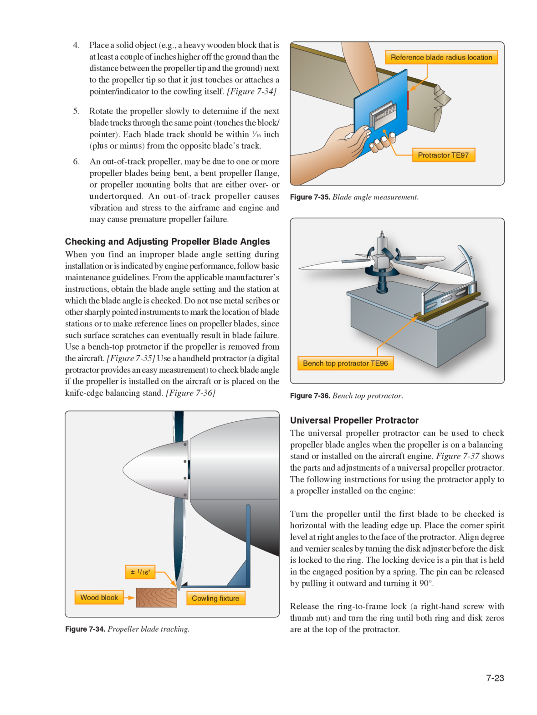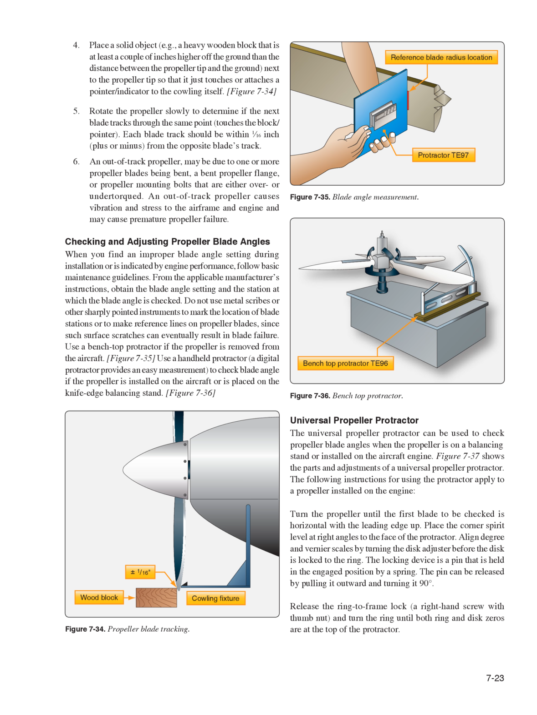Check and adjust propeller blade angles when you find an improper blade angle setting during installation or when it is indicated by engine performance. Follow basic maintenance guidelines. From the applicable manufacturer's instructions, obtain the blade angle setting and the station at which the blade angle is checked. Do not use metal scribes or other sharply pointed instruments to mark the location of blade stations or to make reference lines on propeller blades, since such surface scratches can eventually result in blade failure.